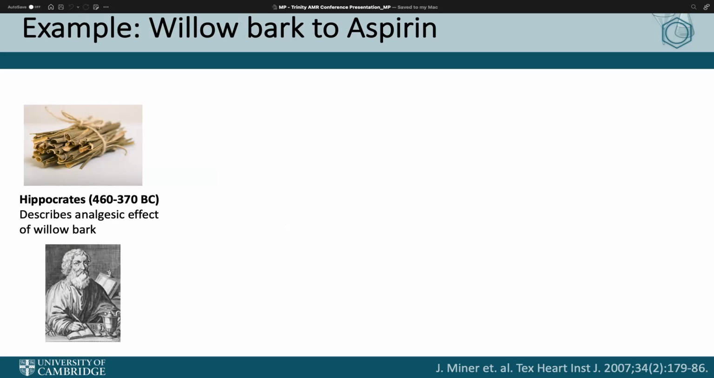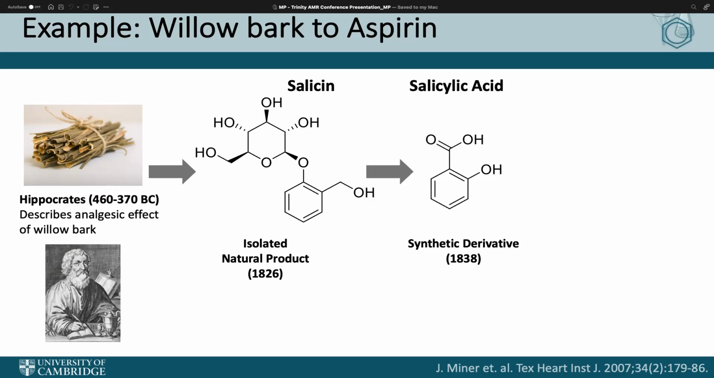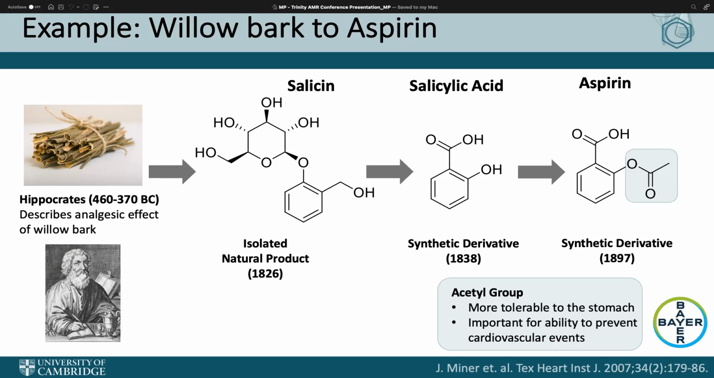So here you can see willow bark, which has been used since ancient times for its analgesic effect. With the rise of more modern science, if we get to 1826, we're actually capable of isolating a pure compound and also characterizing the structure. So this led to us discovering salicin. Then moving along the timeline, we're then able to modify this natural product and derive salicylic acid from salicin in 1838. And then finally, salicylic acid is then further modified with an acetyl group, which is highlighted on the structure.